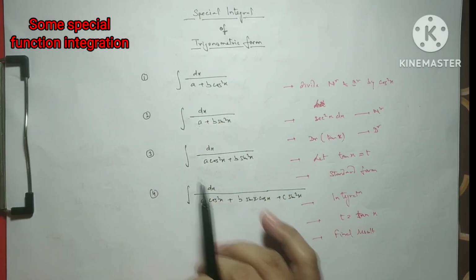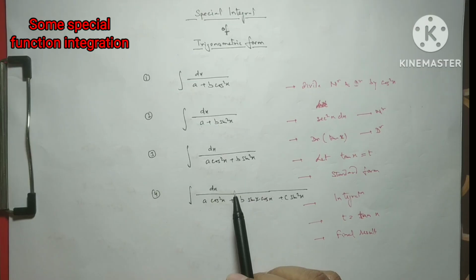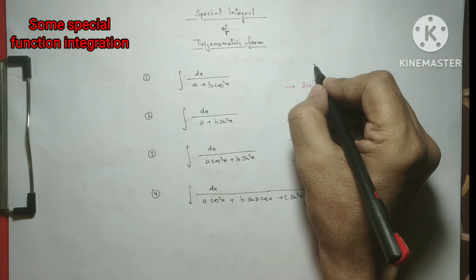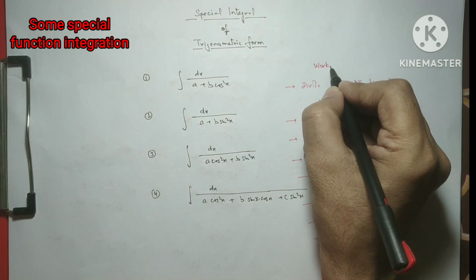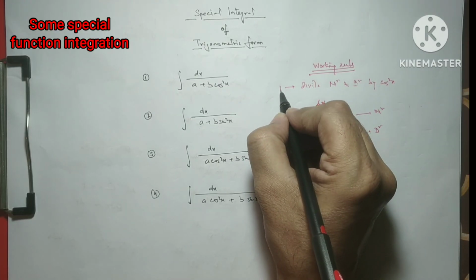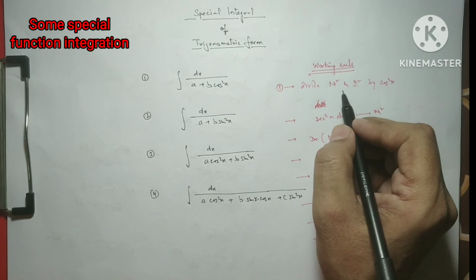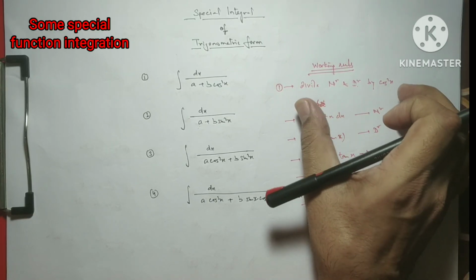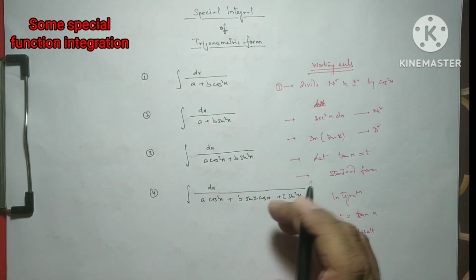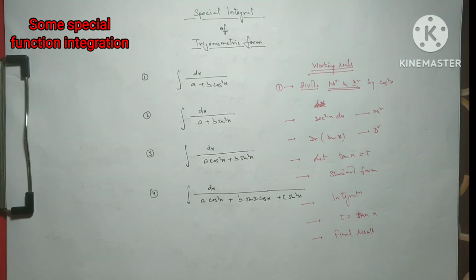And the working method of these types of trigonometric questions of a special integral, first we will take a step. So the working rule will be, step 1: we divide numerator and denominator both by cos square x. This is the commonest step which will be used in these questions. So first is divide numerator and denominator by cos square x.